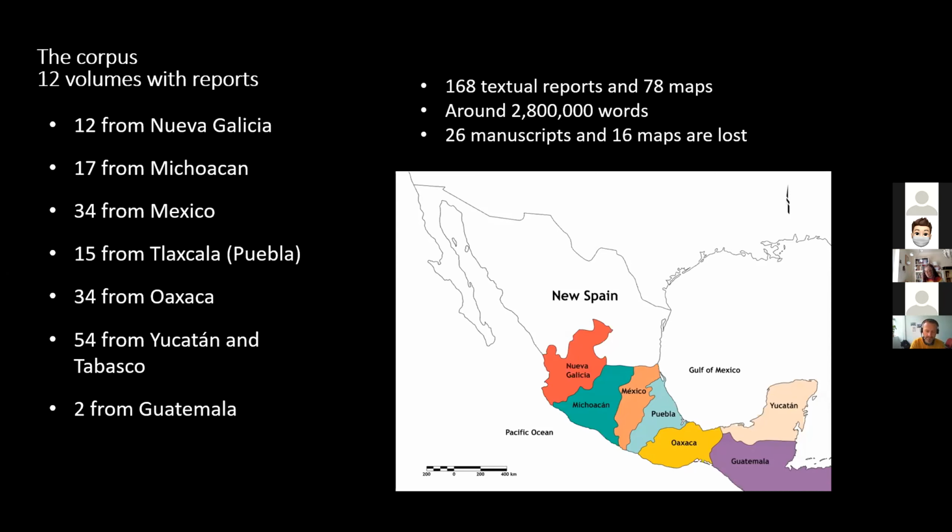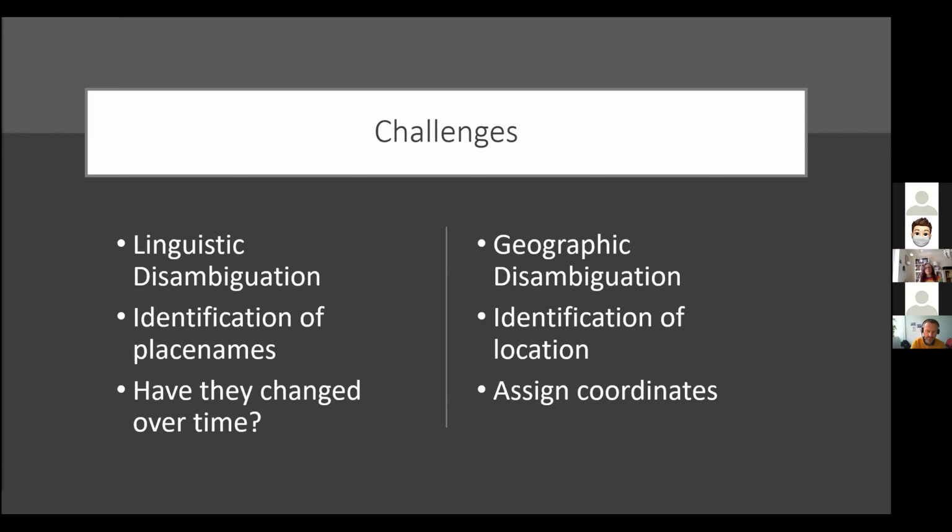Now, we knew that we had to confront mainly two important challenges at the beginning. The first one is called linguistic disambiguation, and the second one is called geographic disambiguation. So this is to say that we have to identify the place names, understand if they have changed over time, and if they had any correspondence to modern place names to begin with. And in the case of geographic disambiguation, this basically refers to the task of finding the correct coordinates for such place names. Now, both of these, if you are not familiar with them, sound easy, but they are massive tasks on their own, right?